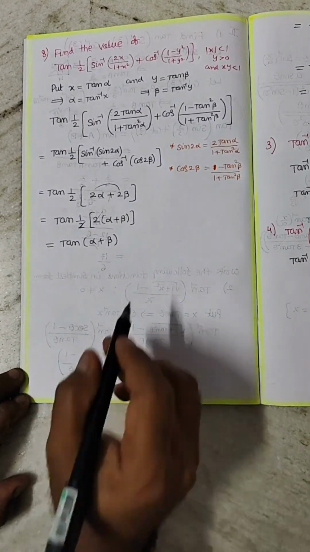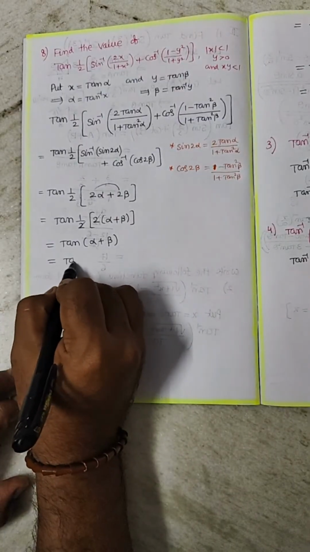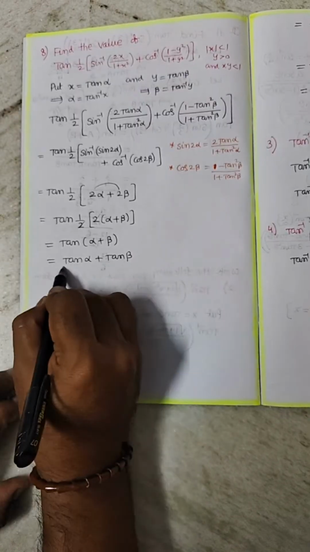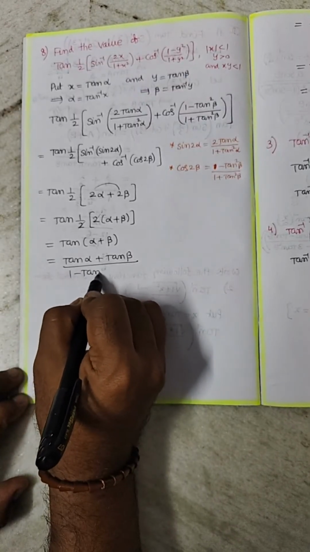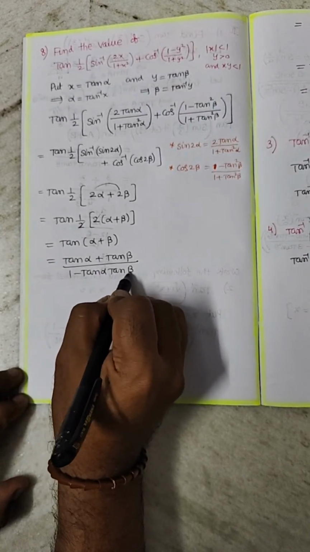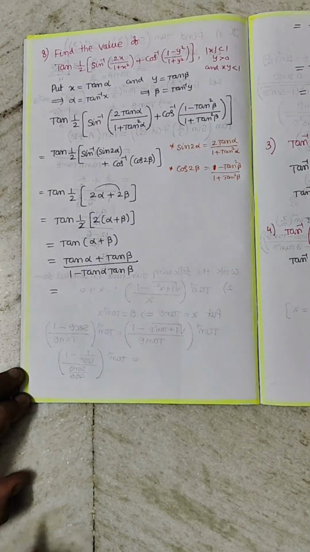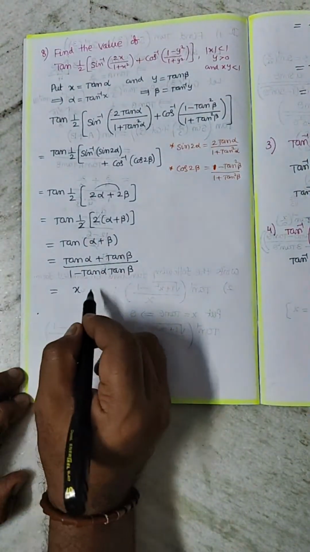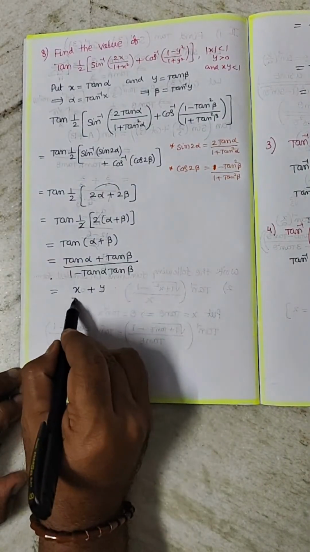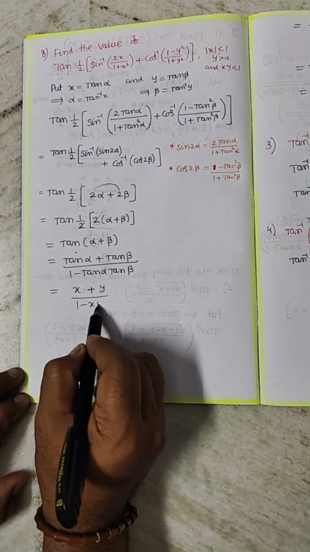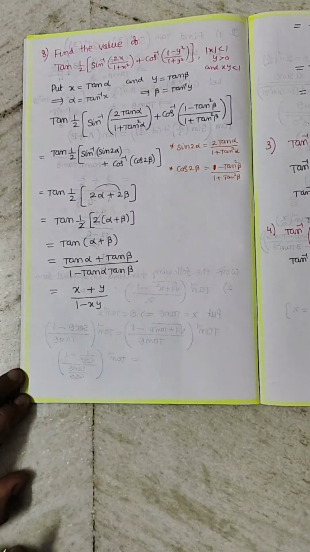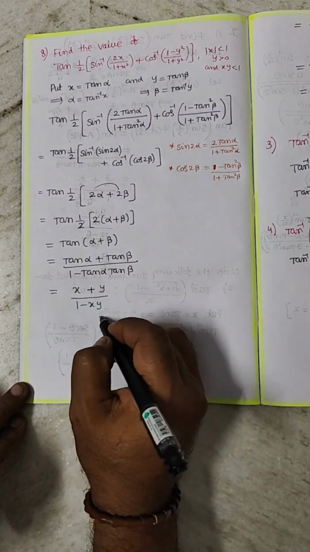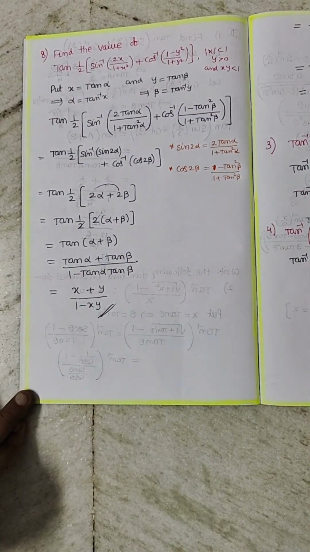So what is tan of a plus b? Formula: tan a plus tan b by 1 minus tan a tan b, that means tan alpha plus tan beta by 1 minus tan alpha tan beta. So which is equal to tan alpha value, what is tan alpha? We have taken x, plus tan beta value is y, by 1 minus x into y. So this is the simplest form of the given inverse trigonometric expression.